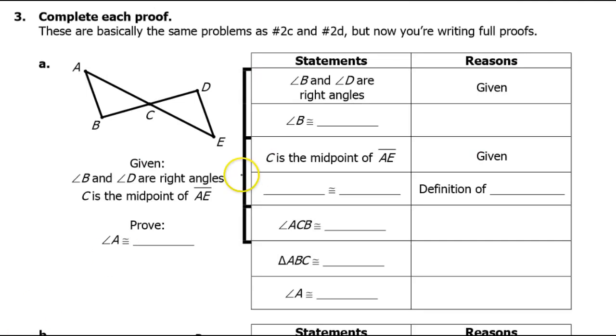Okay, now we're going to write a couple of proofs. So let's see, we're given that angle B and angle D are right angles. Alright, so angle B and angle D are right angles, given. Well, that means that angle B is congruent to angle D because right angles are congruent.